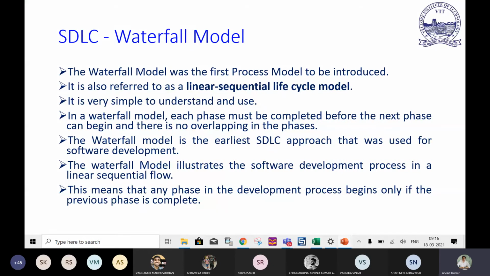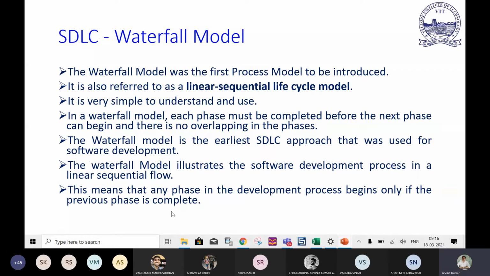A waterfall model is the earliest. The waterfall model illustrates the software development process in a linear sequential flow. This means that any phase in the development process begins only if the previous phase is complete. So you cannot move unless the first phase is completed, because, as I said, the output of one module or department will act as an input for the next department. Departments are so dependent on each other that they cannot start in parallel. But other models are also available to overcome such limitations.